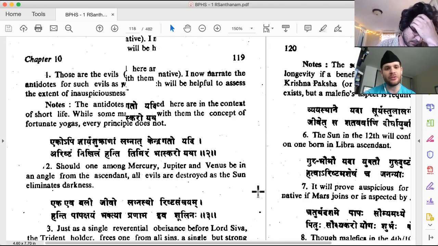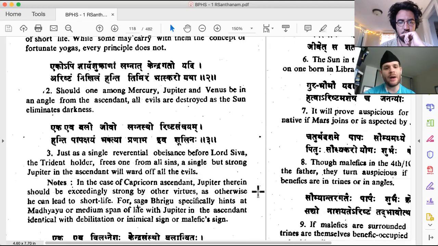For example, let's start with Shloka 2 here. If one among Mercury, Jupiter, Venus is in an angle from the ascendant, all evils are destroyed as the sun eliminates darkness. This is the principle that benefics in Kendras are good. I think they're not as good for longevity, but they're good, especially Venus, in helping the Jataka overcome difficulties. And usually when you have a lot of benefics in Kendra, this is a good-hearted person.